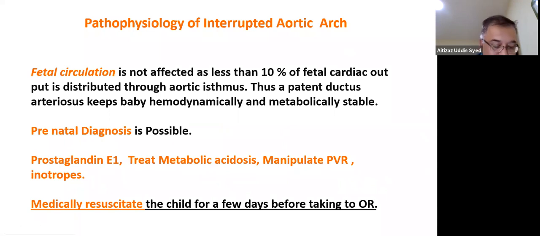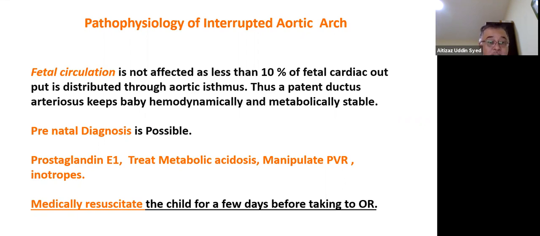Now, the interruption obviously is a congenital anomaly, but the fetal circulation is not affected, because it is said that less than 10% of the fetal cardiac output goes through the aortic isthmus. The upper part, the three branches in a normal situation, will be pumped by the heart, and the lower part of the body is provided by the ductus. So the flow through the part of the aortic isthmus distal to the left subclavian is less than 10% normally. So these children are not affected, their growth is not affected. Prenatal diagnosis is possible.